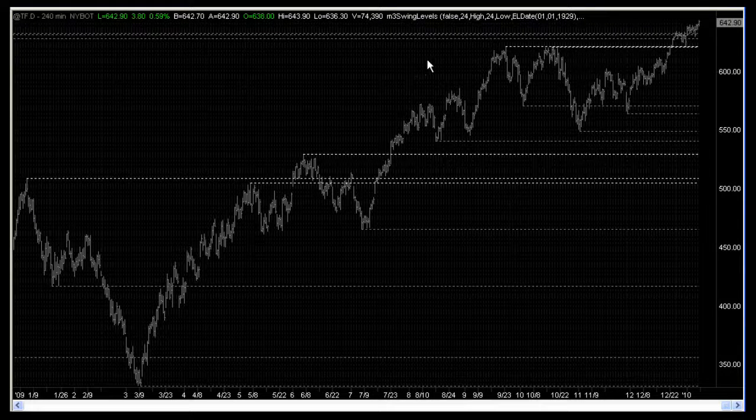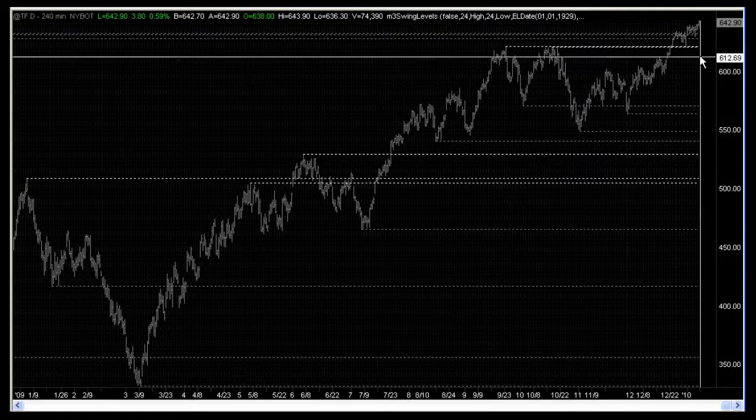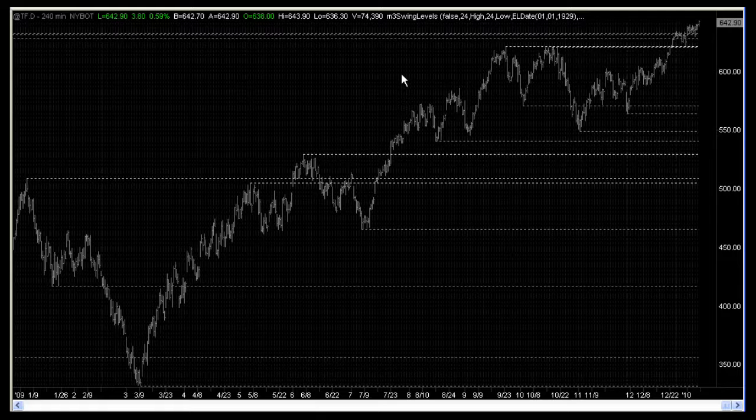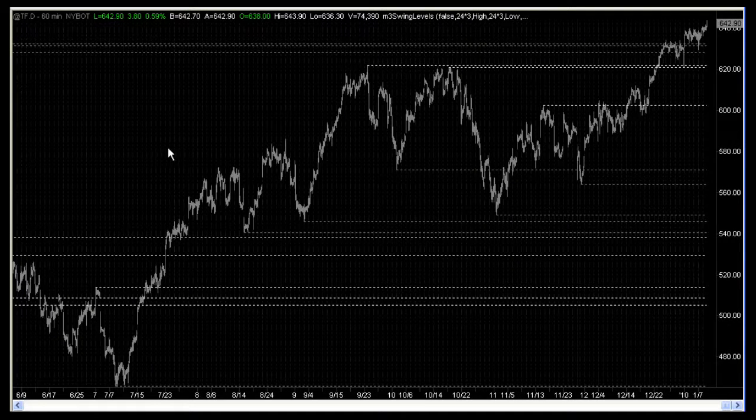Now, this clustering is definitely something to be aware of, because this was a torture here for the whole month as we got to this level. And it's easy to see on a 240-minute chart, but it's not so easy to see if you were looking at something like a 60-minute chart.